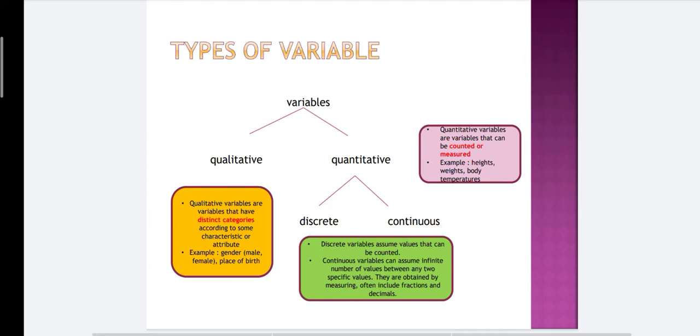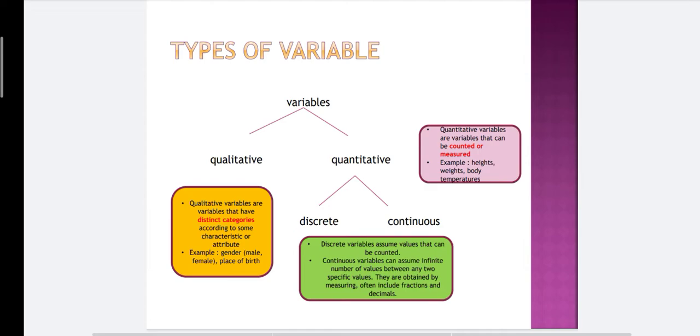Okay, kualitatif adalah variable that have distinct categories according to some characteristic or attribute. Okay, so kualitatif ni adalah variable yang tidak boleh dikira, uncountable. Okay, contohnya gender, male, female. Ianya categorical. Okay, kualitatif data ni adalah kategori variable. Contoh gender tadi, male dengan female. Kategori kan? Place of birth, sama ada Kelantan ke, Selangor ke, Sarawak ke. So, itu adalah kategori variable. So, kategori variable adalah kualitatif variable.